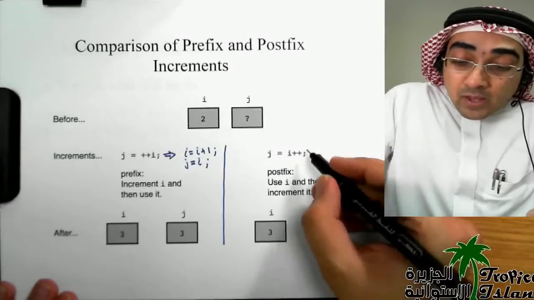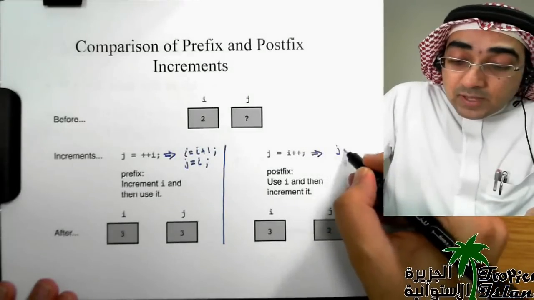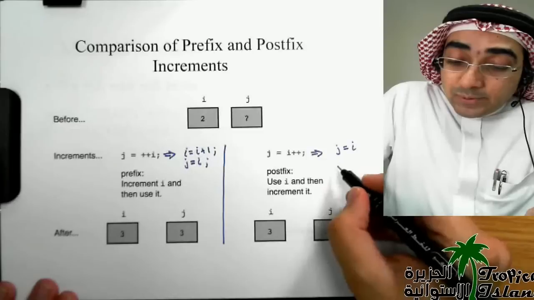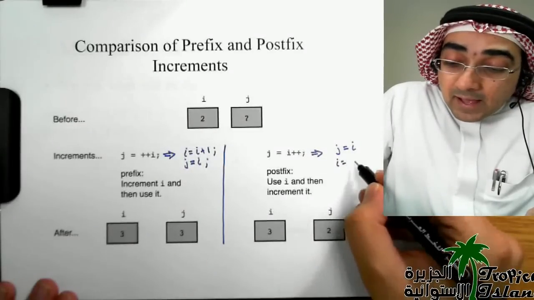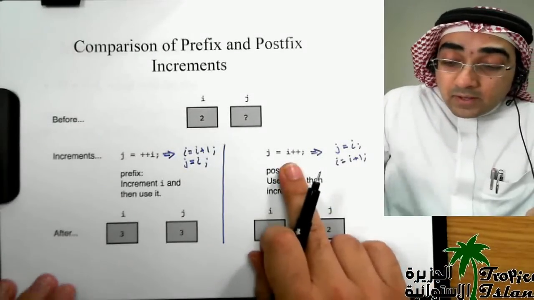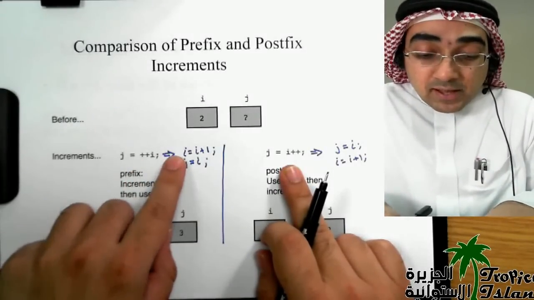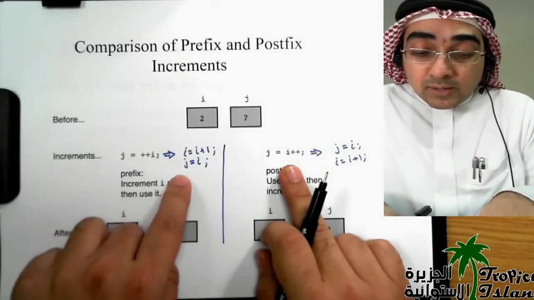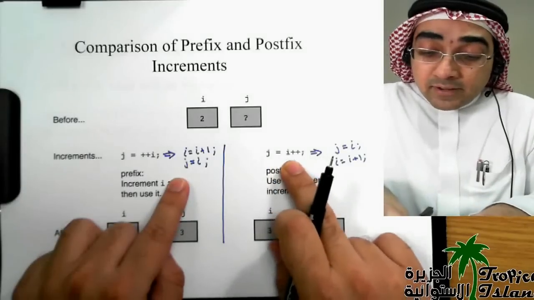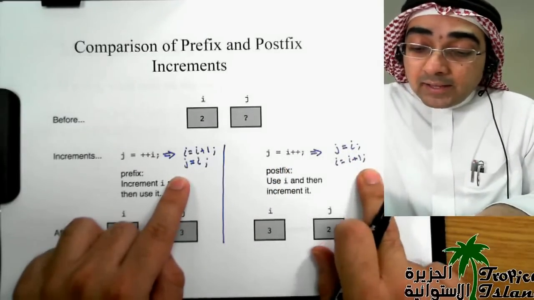Okay, whereas on the other hand, if the plus plus was on the right, this is equivalent to saying j is equal to i, and then i is equal to i plus 1. Okay, so you see the difference. If I say j is equal to plus plus i, you do i equals i plus 1, then j is equal to i. If I say j is equal to i plus plus, then you go j is equal to i, and then you increment i by 1.